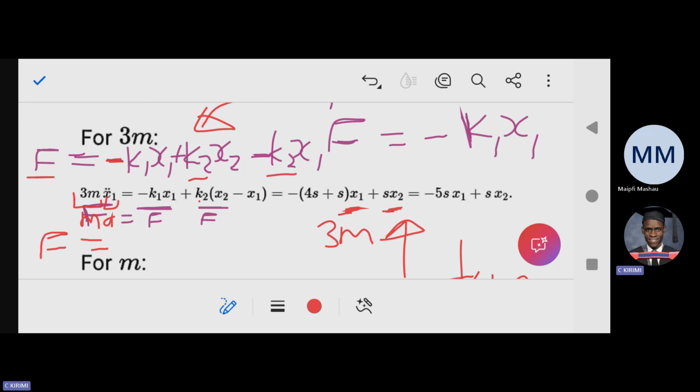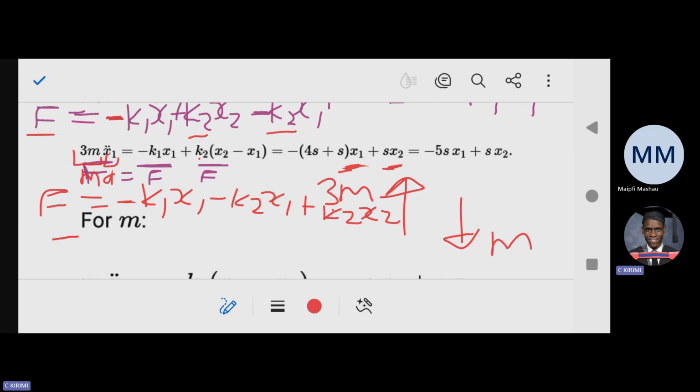So if I factor out negative x1, let me group the things which I want. So it's negative K1 x1, like this, minus K2 x1. Then you do the same, plus K2 x2. Then from there, you just come and say F is equal to, you factor out the negative.